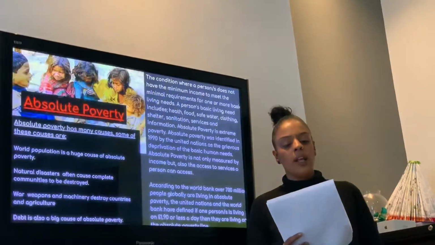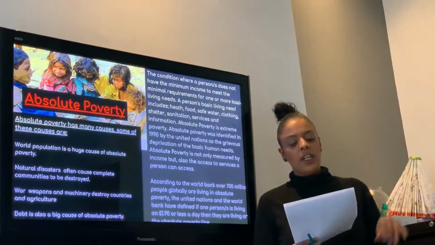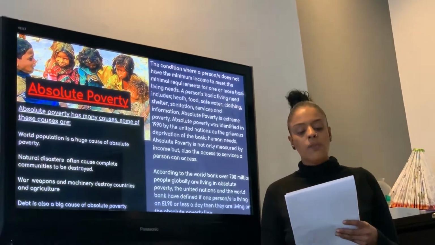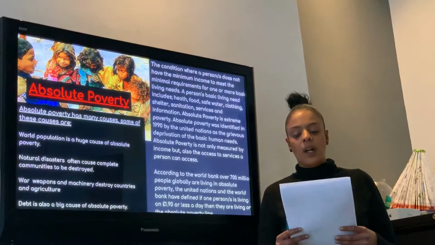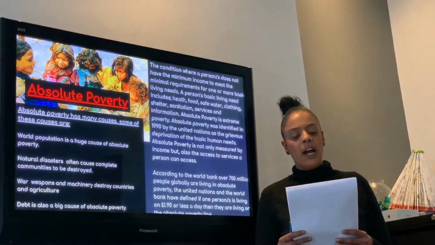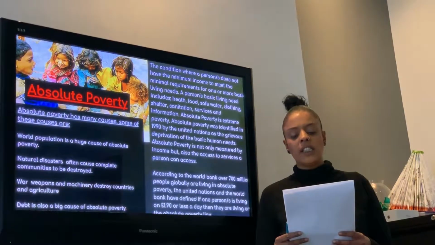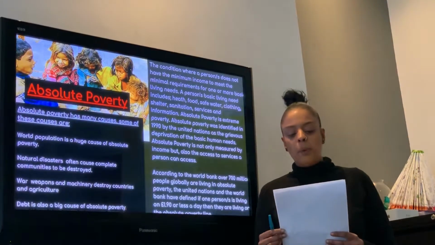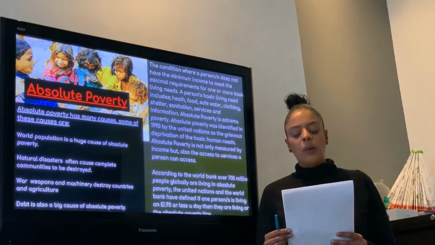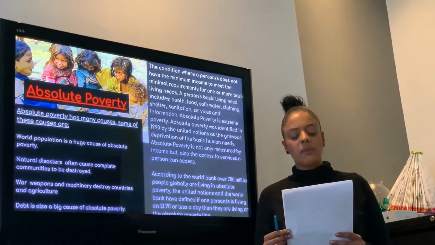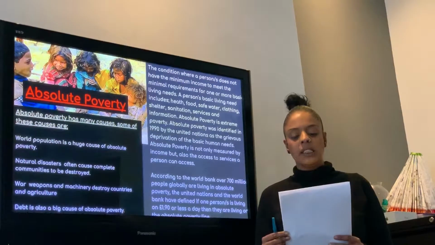Absolute poverty. The condition is where a person does not have the minimum income to meet the minimal requirements for one or more basic living needs. A person's basic living needs include health, food, safe water, clothing, shelter, sanitation, services, and information. Absolute poverty is extreme poverty. Absolute poverty was identified in 1990 by the United Nations as the grievous deprivation of the basic human needs.